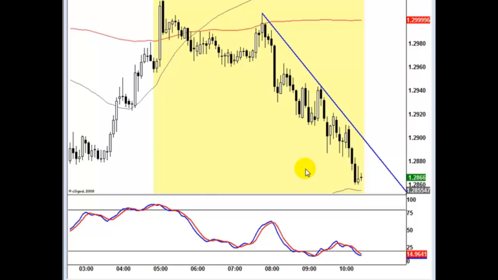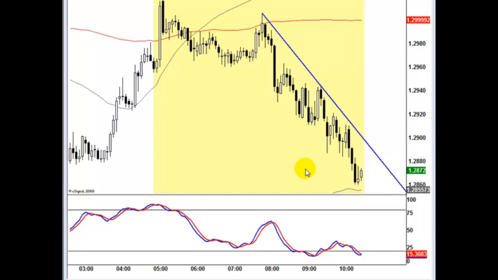We looked for areas where the stochastic was overbought or oversold. We looked for areas where at the same time the price was touching or through the 100 or the 200 Bollinger Band, and ideally through both of them with a confluence. Go back to the previous video if you want to see what a confluence is. And we also looked at the stochastic and the possibility of divergence.